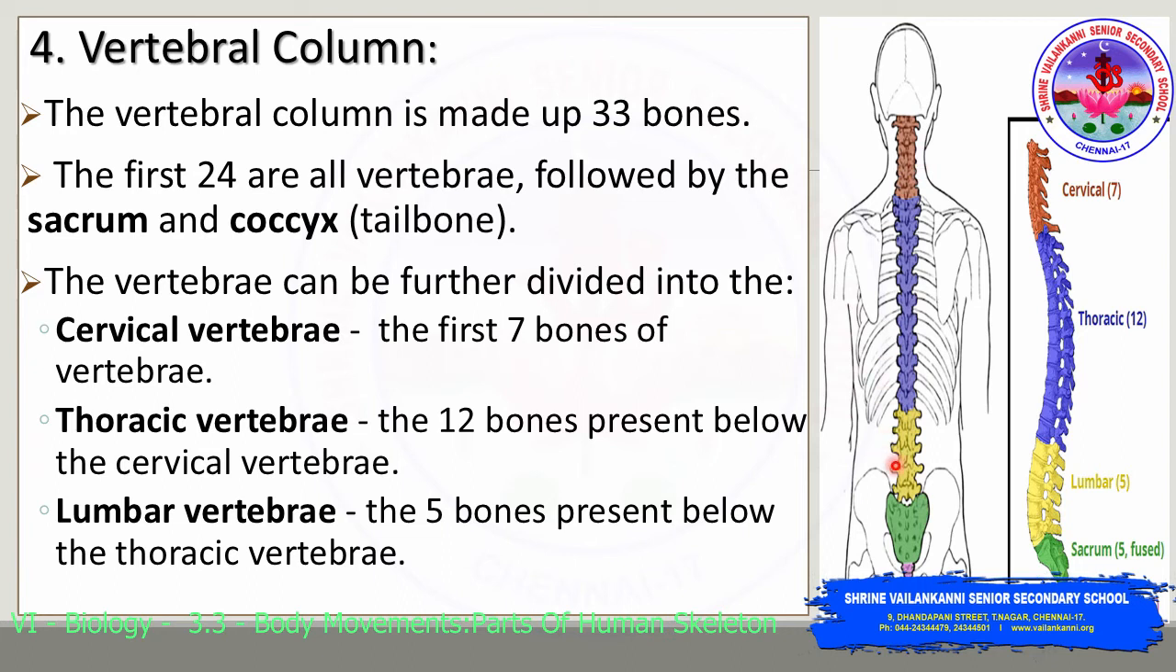And the vertebrae, which is made up of 24 bones, is further divided into 3 parts: the cervical vertebrae, which are the first 7 bones of the vertebrae; the thoracic vertebrae, which are the 12 bones present below the cervical vertebrae; and the last is the lumbar vertebrae, which are the 5 bones present below the thoracic vertebrae.